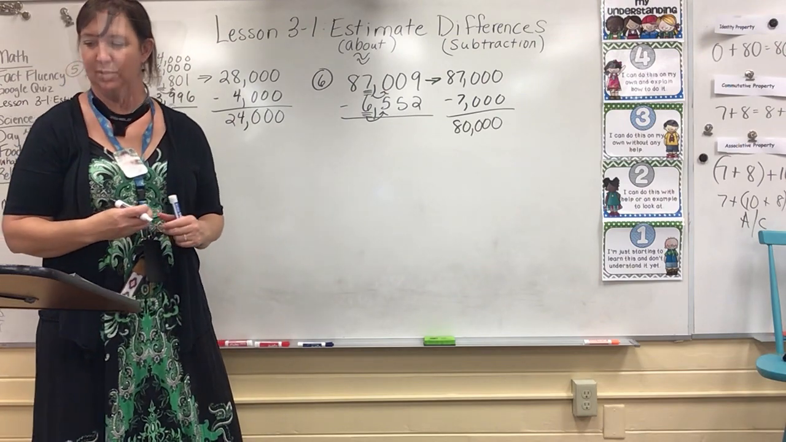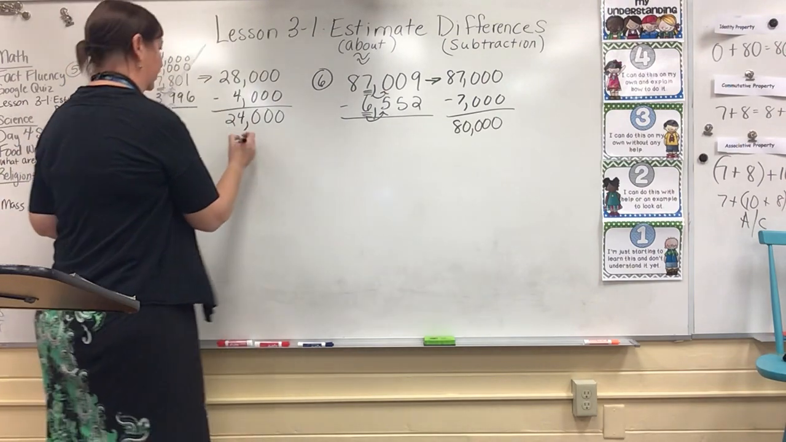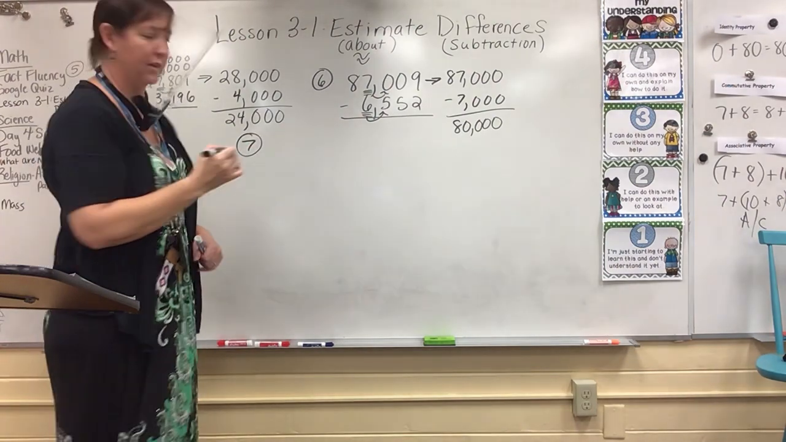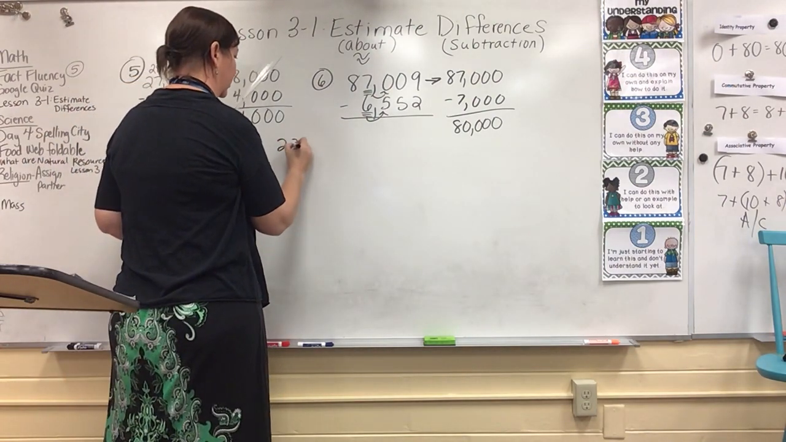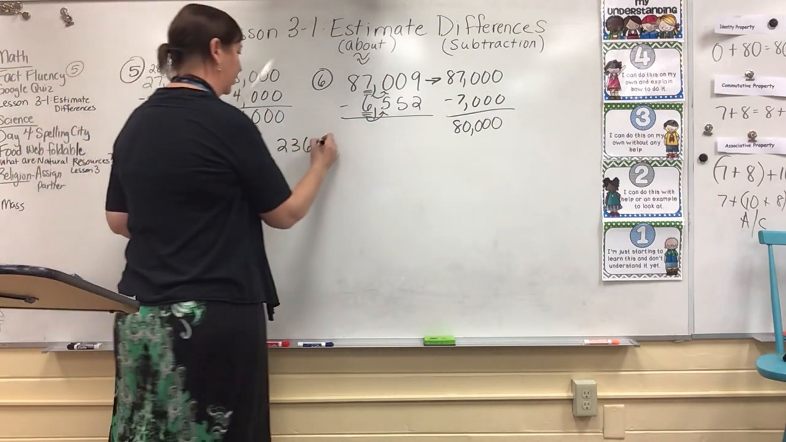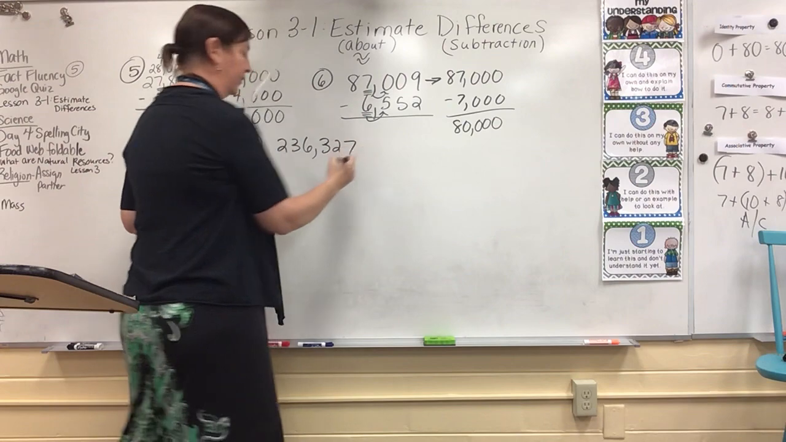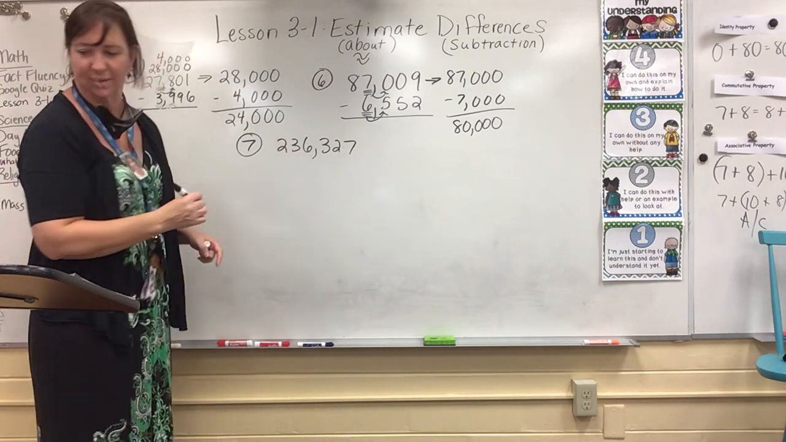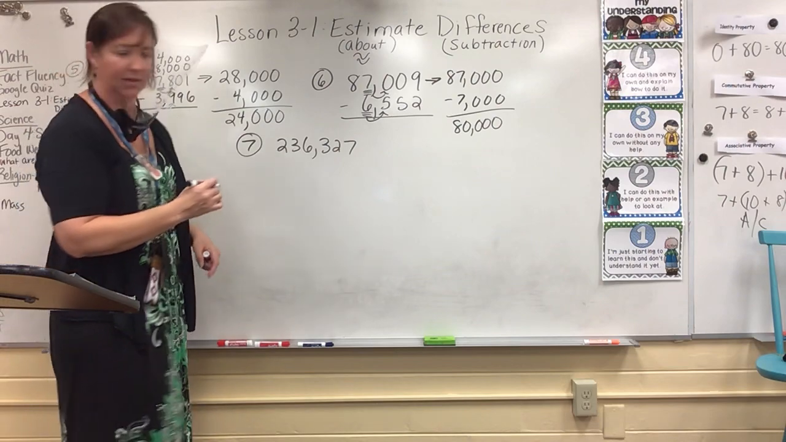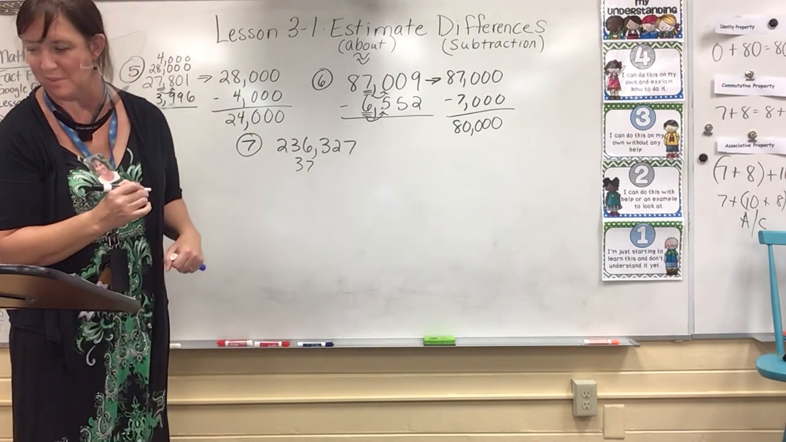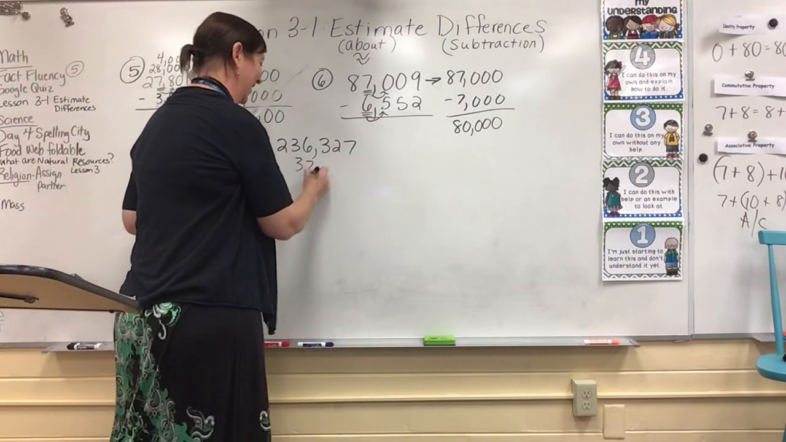All right, let's do number 7 together. Look at that problem and see what place value we are going to round to. Did I write that backwards? Sometimes I invert my numbers. No, you did it correctly. Good. Ari, you'll have to be the one checking me to make sure I do it correctly.